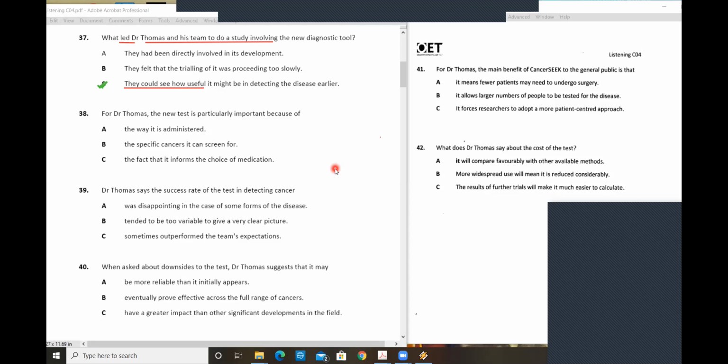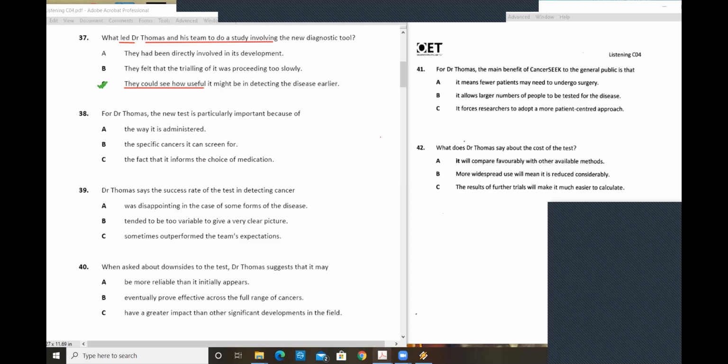A was ruled out because yeah, it was a non-invasive procedure, but Dr. Thomas did not give much importance to that. He gave importance to the various types of cancers which we were unable to detect before the test. So because of this, we can detect that now.